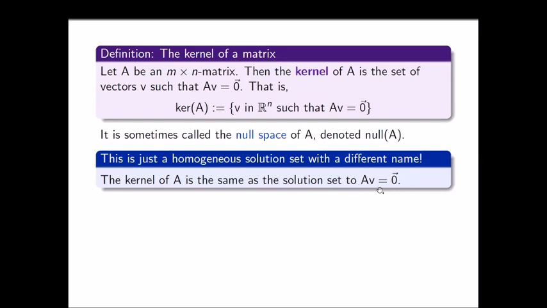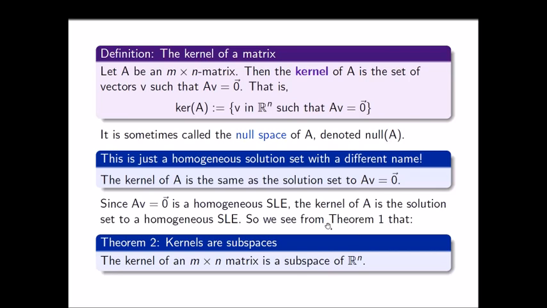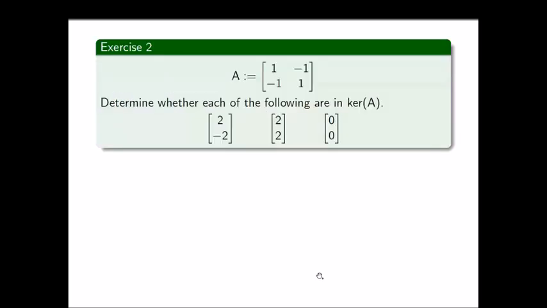And because it's the solution set to a homogeneous system of linear equations, by theorem 1, we get that the kernel of any m by n matrix is a subspace of Rn. So let's look at an exercise to get ourselves a little bit more acquainted with the concept of kernel. So we're given this 2 by 2 matrix, and we have to determine whether these vectors are in the kernel of A or not.